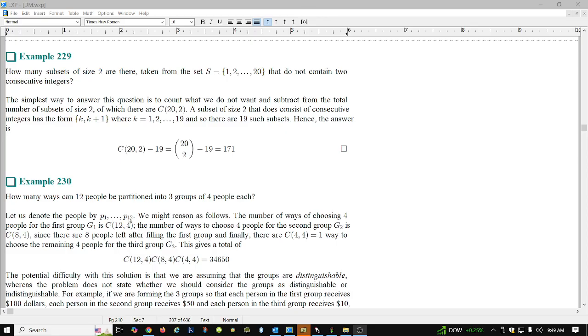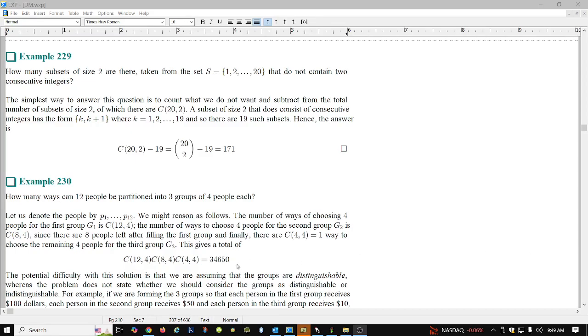The number of ways of choosing 4 people for the first group, say call it G1, is C(12,4). The number of ways then of choosing 4 people for the second group, G2, is C(8,4) because we've already chosen 4 people. We've got 8 people left. Finally, there are C(4,4), one way to choose the remaining 4 people for group G3. And since this satisfies the required independence condition, we can use the multiplication rule, 34,650.